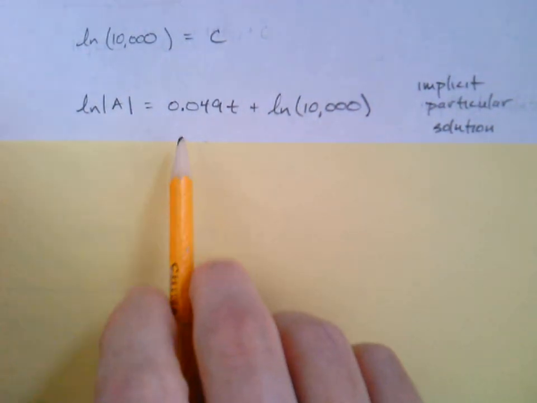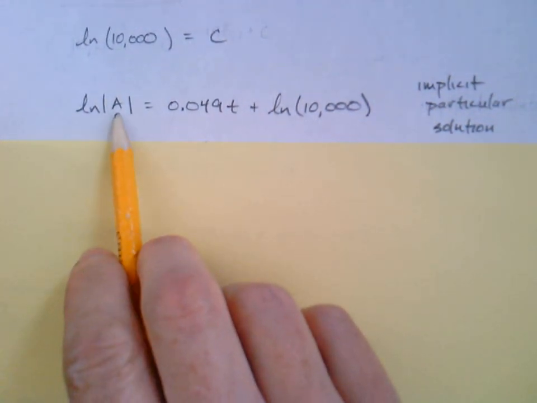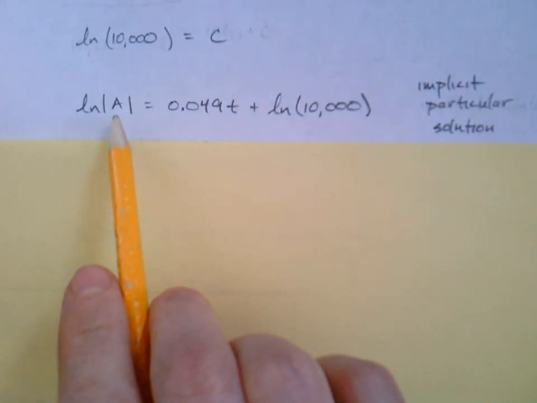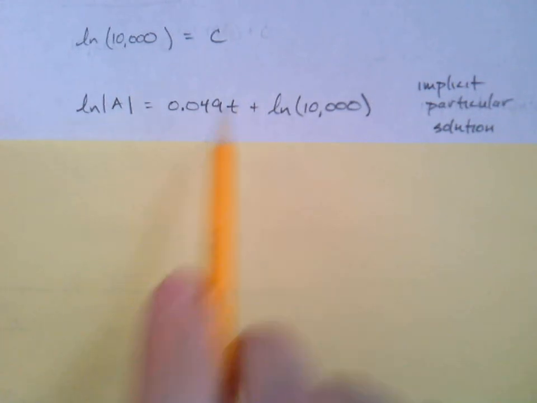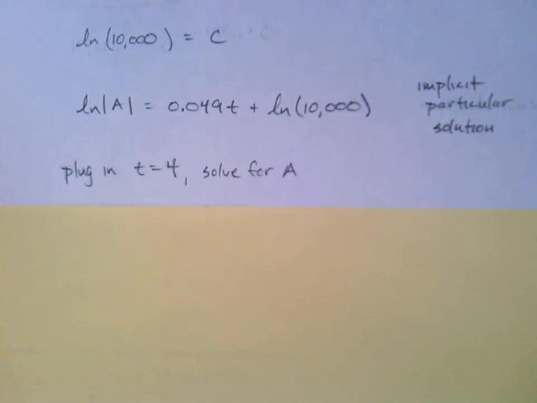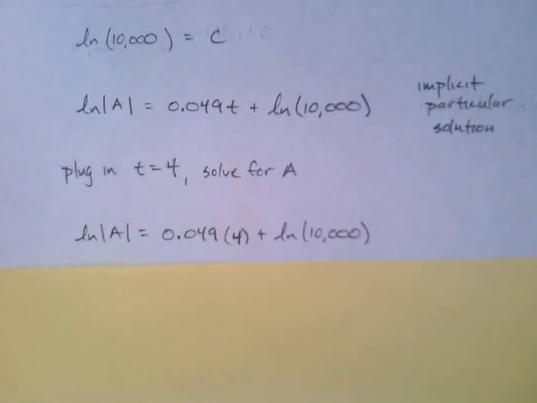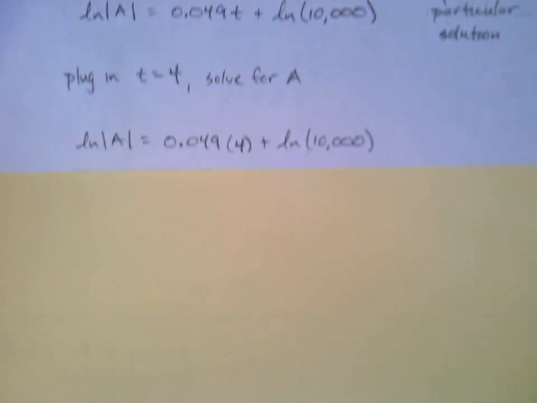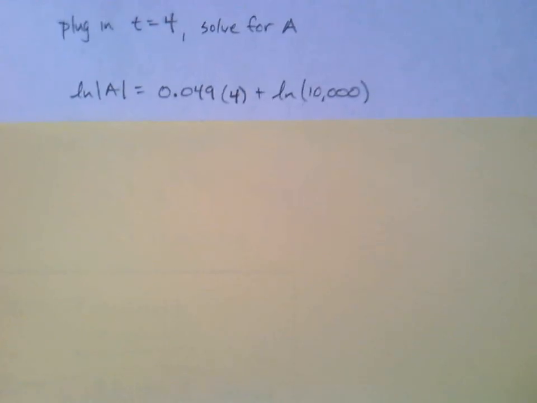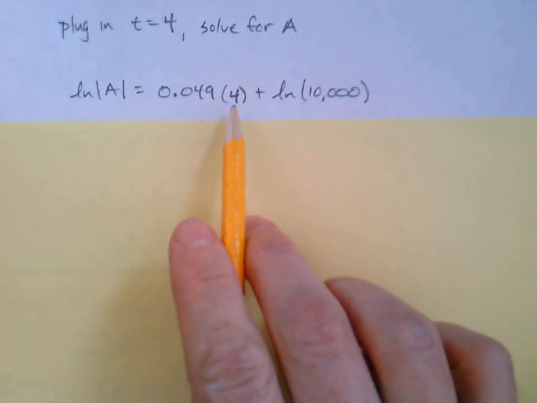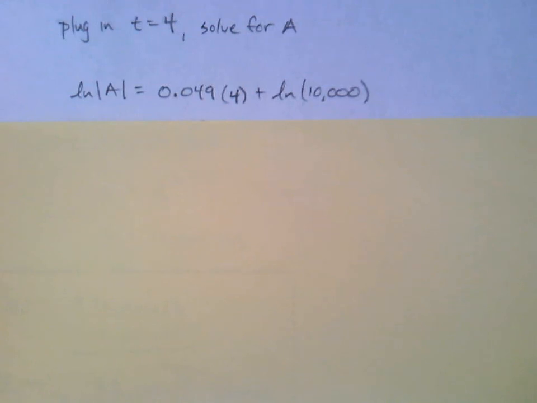To answer the question, we'll say, okay, I've got this equation. It's got the amount. It's got the time. How much will be earned, right? We need to know the amount after 4 years. So we're going to plug in t, and at this point, we will need to solve for a, but it'll be a lot easier when we're just working with numbers. So after 4 years, okay, we'll put in 4 for t. Natural log of a equals 0.049 times 4 plus the natural log of 10,000.